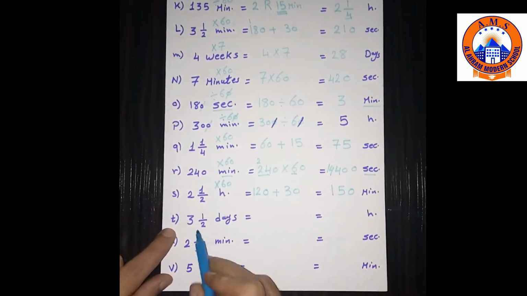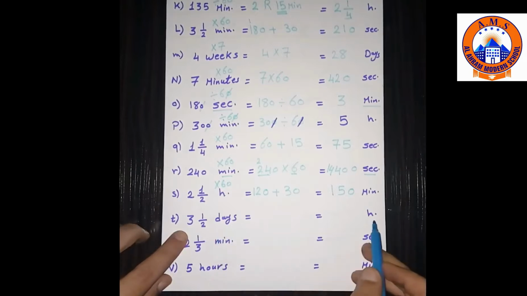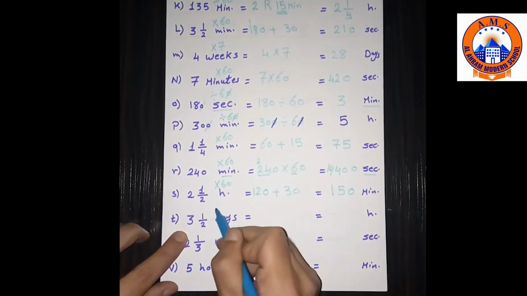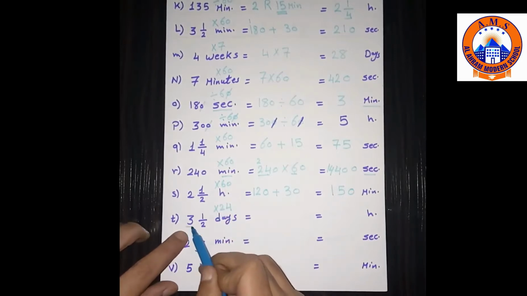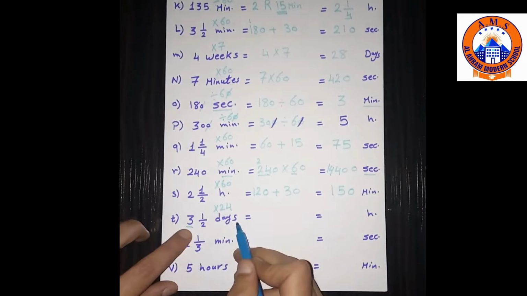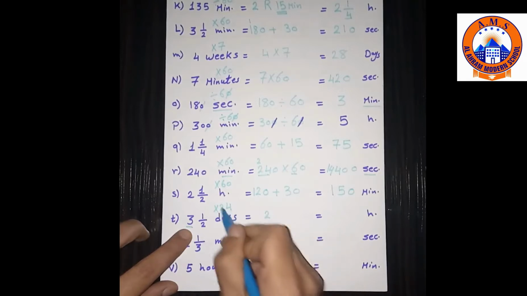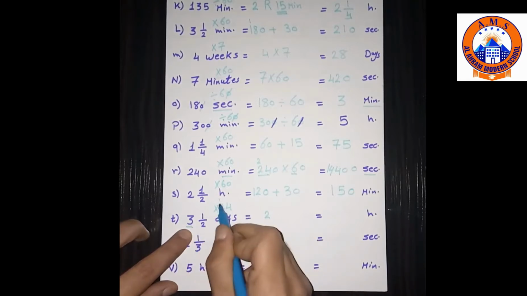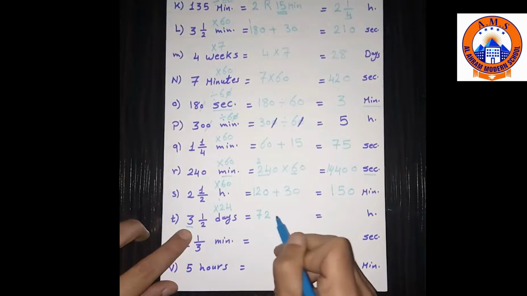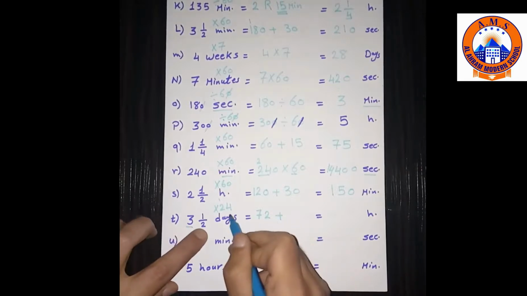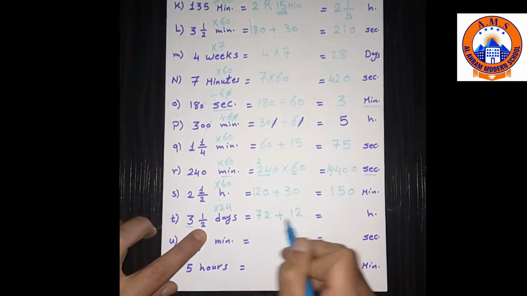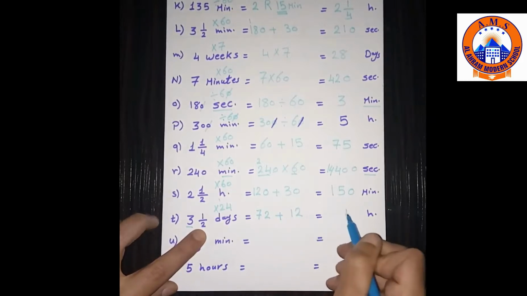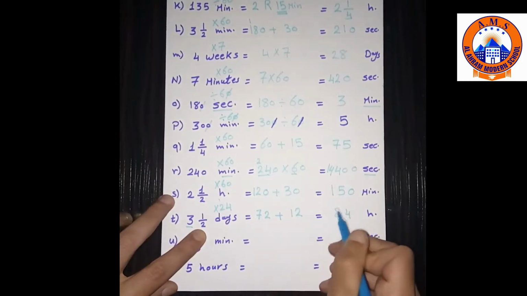Question number C. 3.5 days equal how many hours? The day contains 24 hours. We will multiply it by 24. Let's multiply first 3 by 24. 3 by 4 equals 12. We put 2 and carry up 1. 3 by 2 equals 6 and we have 1, so it's 72. Added to half of a day. The half of a day equals 12 hours. Then we add the two answers. 2 plus 2 equals 4 and 7 plus 1 equals 8.